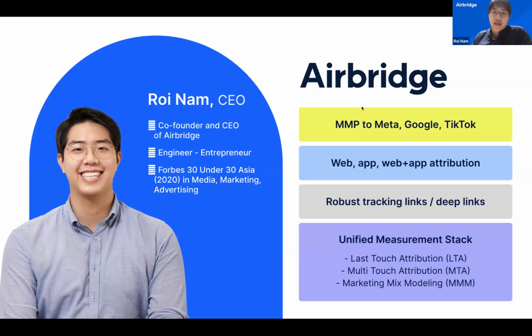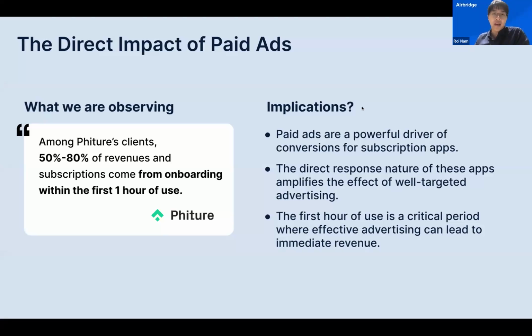Today, I want to talk about the direct impact of paid ads. I borrowed a quote from our friend Phiture. The Phiture team says that among Phiture's clients, 50 to 80% of revenues and subscriptions come from onboarding within the first 1 hour of use. We sometimes think that subscription apps are complicated, that it takes time for people to convert from free users to free trials to paid subscriptions. But in reality, subscription apps also have a lot of direct response style characteristics, and the direct response nature of these apps amplifies the effect of well-targeted advertising. So the first hour of use is the critical period where effective advertising can lead to immediate revenue.